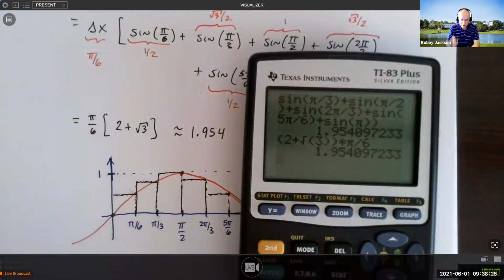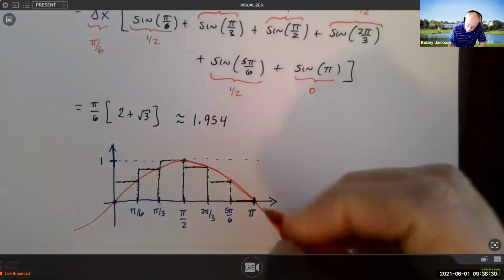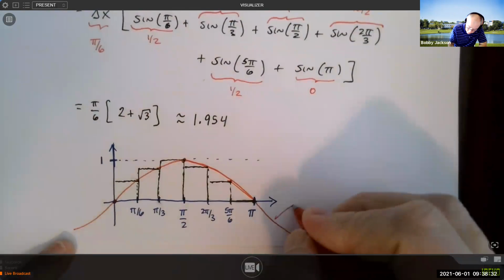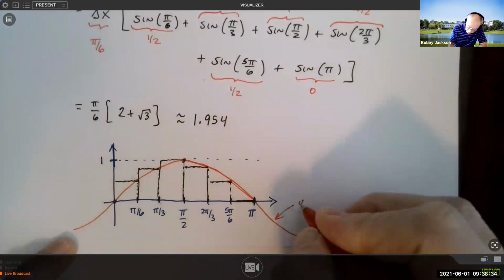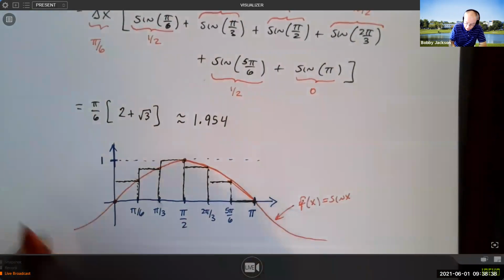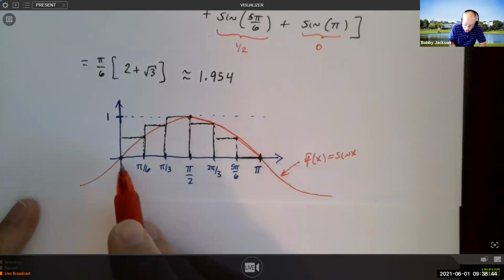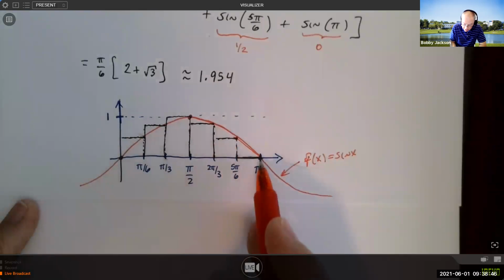So that's the result. Now, geometrically, what's going on here? Here is the graph of the sine function, f of x equals sine of x. Of course, it's going up and down, oscillating between 1 and -1. But on the interval from 0 to pi, it's always positive. It's always above the x-axis.